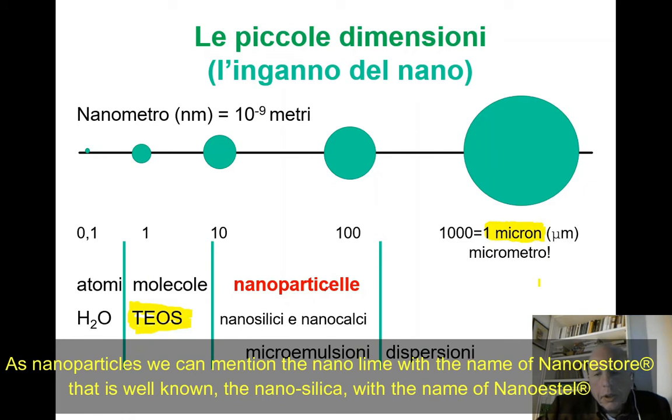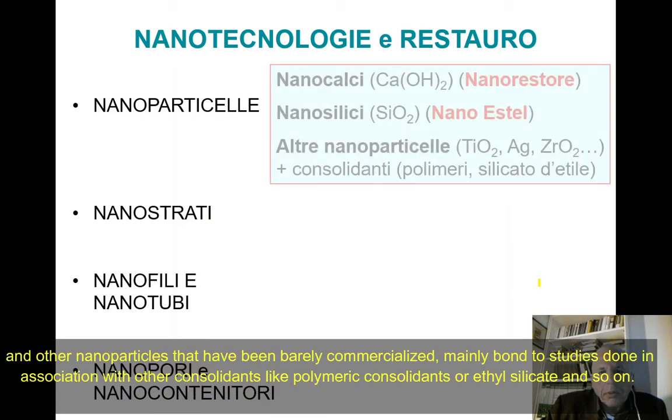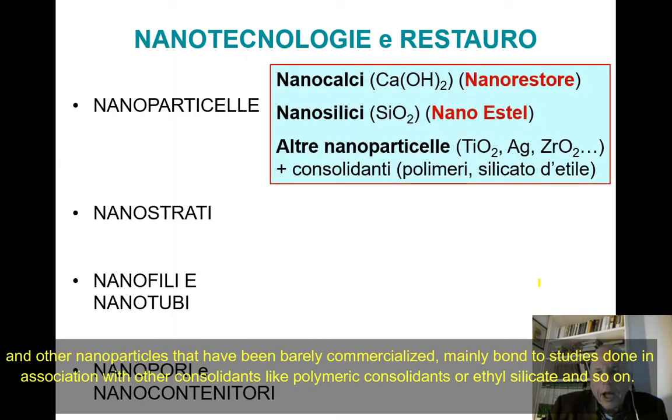As nanoparticles, we can mention the nanolime with the name of nanorestore, that is well known. The nanosilica with the name of nanoestel, and other nanoparticles that have been barely commercialized, mainly bound to studies done in association with other consolidants like polymeric consolidants or ethyl silicate and so on.